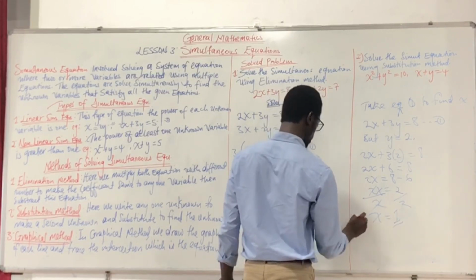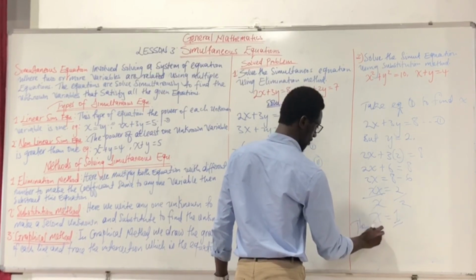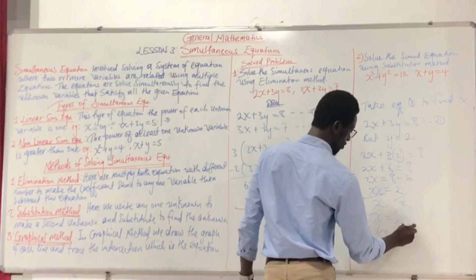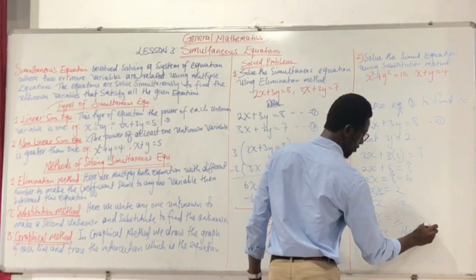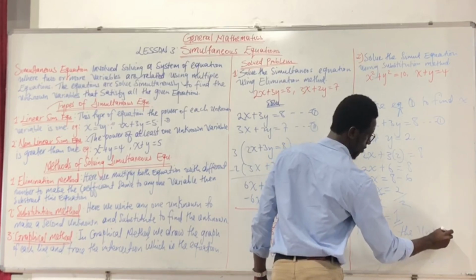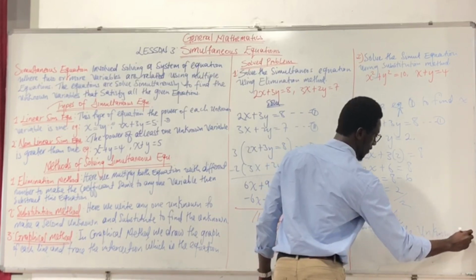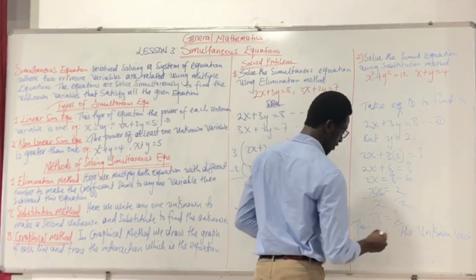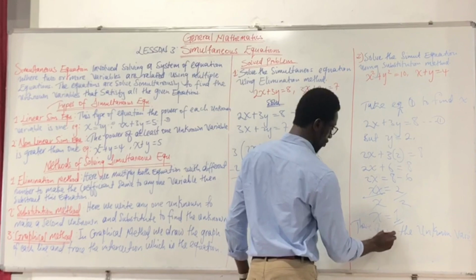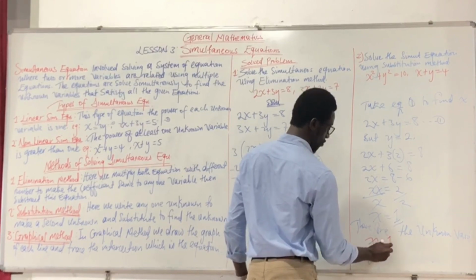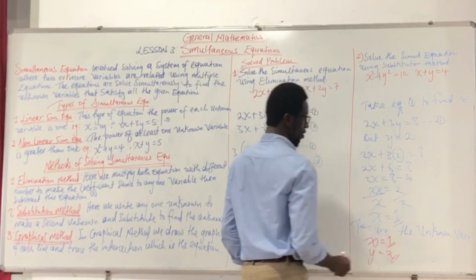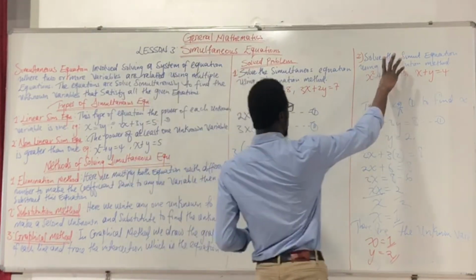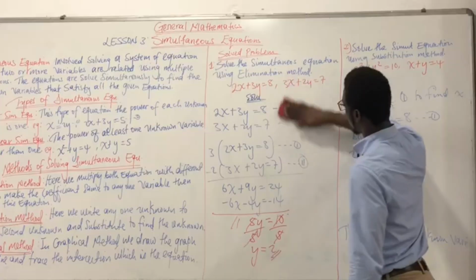So therefore, the unknown variables are x equals 1 and y equals 2. So now let's see this second problem, but we need to erase this part.